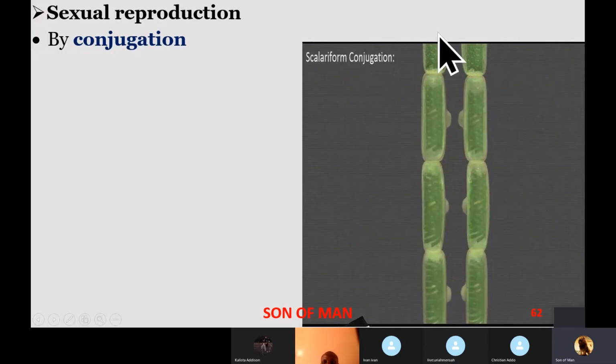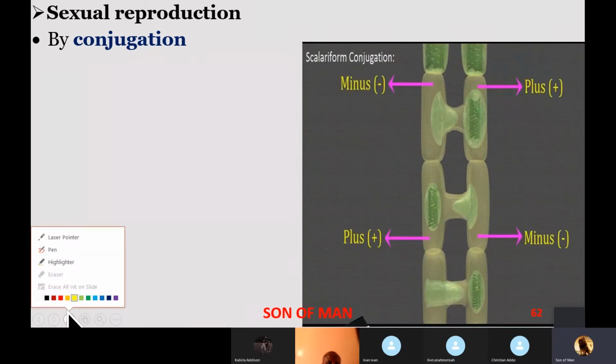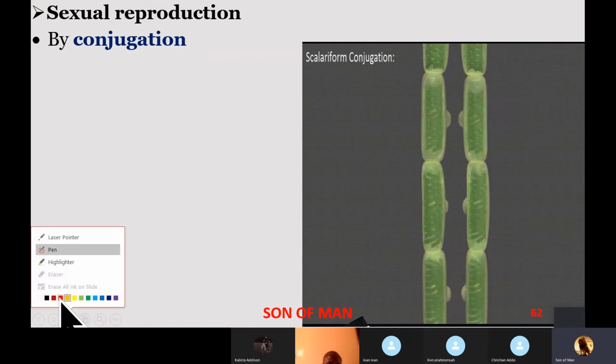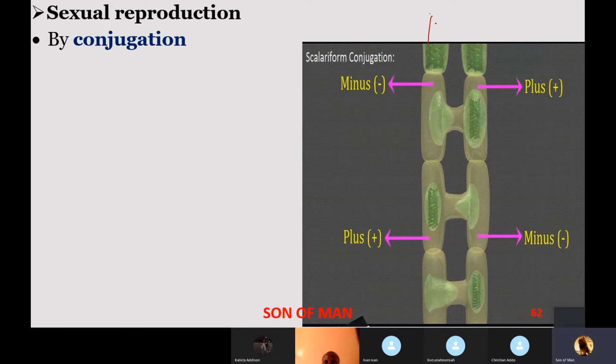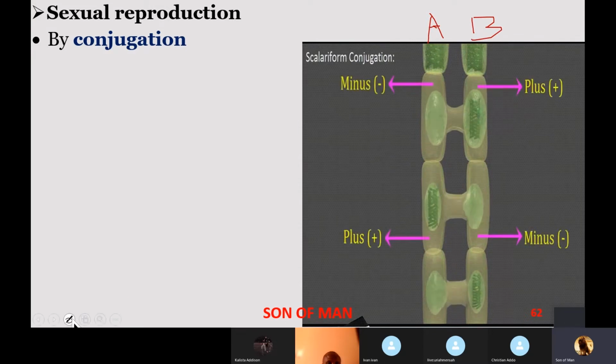So we have this time filament A and filament B. Let me pick a different color that is more conspicuous. So let's say this is filament A and this is filament B. Now watch the animation very carefully. We are having some additional information.